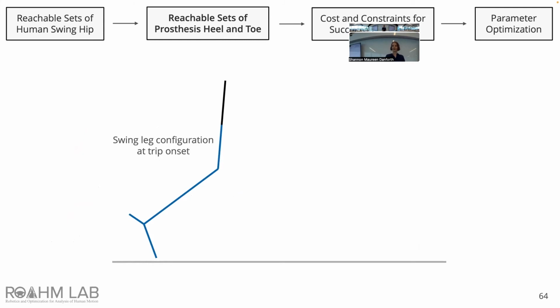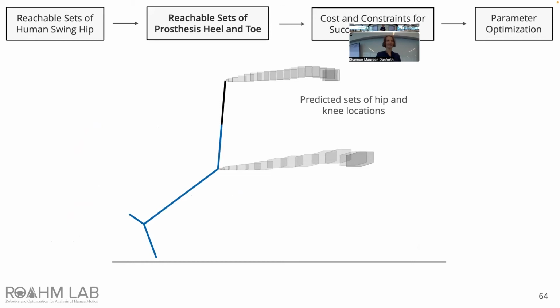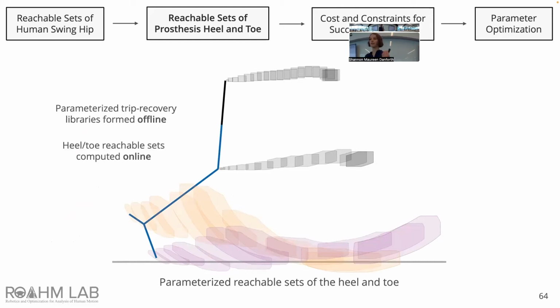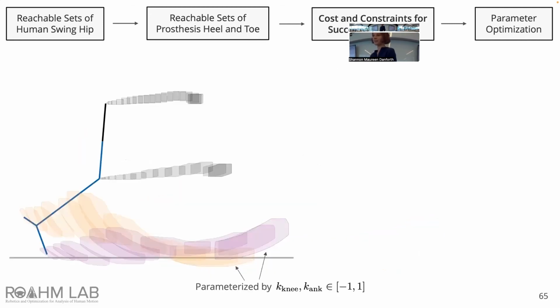So walking through where we're at so far, we have the swing leg configuration right at trip onset. We have predicted sets of hip and knee locations from our Gaussian process models. And then we have parameterized reachable sets of the prosthesis heel and toe, shown in orange and purple. So we form those parameterized trip recovery libraries offline, but then online we compute the heel and toe reachable sets, so we can line it up with the trip onset configuration. Now we're ready to move on to forming those costs and constraints for a successful recovery.